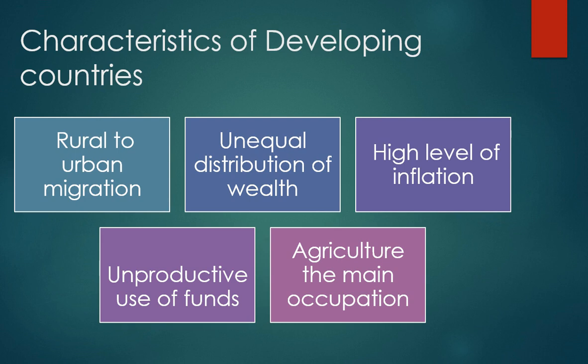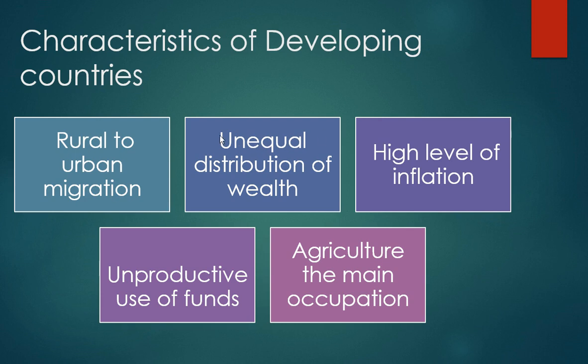better opportunities for jobs, better health facilities, better infrastructure facilities, and electricity or gas facilities which are not available in the rural area. So people prefer to move from rural to urban cities. So this is also a characteristic of the developing countries.